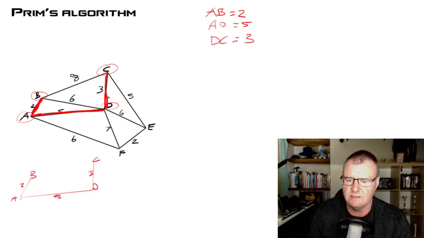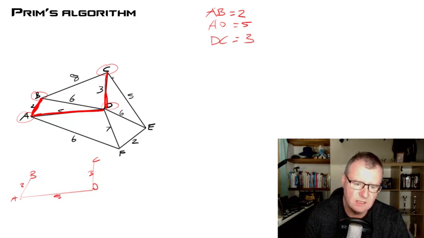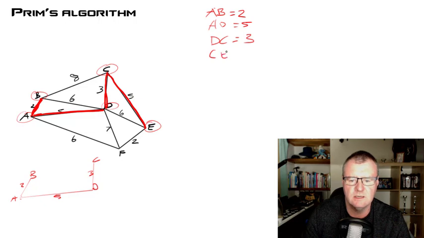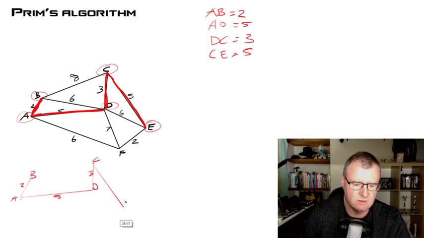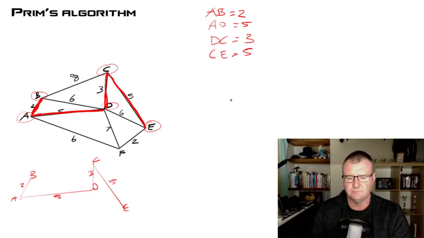Now I've got to look at A, B, C, and D, and find the shortest edge that comes off any of those that doesn't create a cycle. From C, I've got 8, I've got 6 here, 6 here, I've got 7, 6, 6. This one here looks the shortest, C to E, okay? Everything else is bigger than that. So this will become the next edge in my spanning tree, going down to E. So I've got C to E equals 5. Let's just draw that on our little diagram down here: C to E, and that's got a distance of 5.